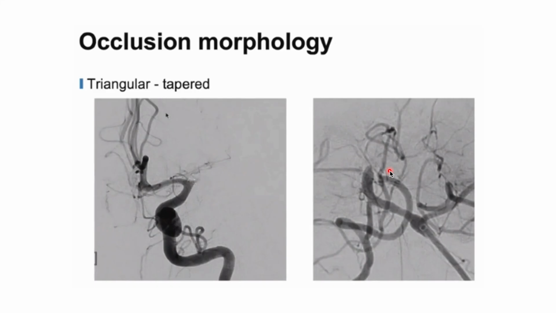Now, this is the tapering that I was talking about. So you can see here the occlusion is tapered or pencil-like. Again here, in the basilar, the occlusion is pencil-like.